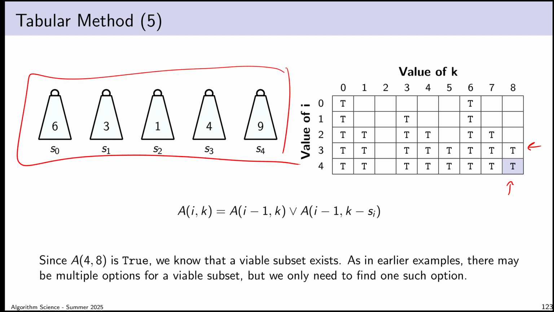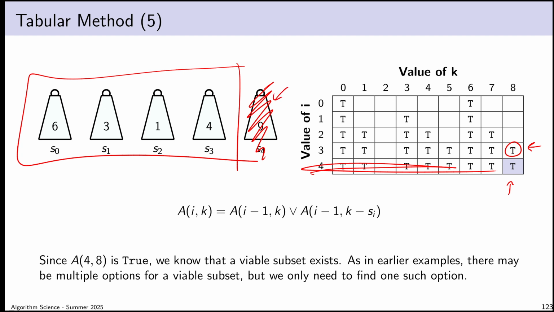However, so is A38. A38 is also true, which means there is a way of getting a subset adding to 8 out of only these weights by ignoring S4. And I think to myself, well, I should just do that then. Let's just ignore S4 and go up and look at this. Is it possible that maybe S4 could have been part of a subset with sum 8? Well, possibly, but I don't care.